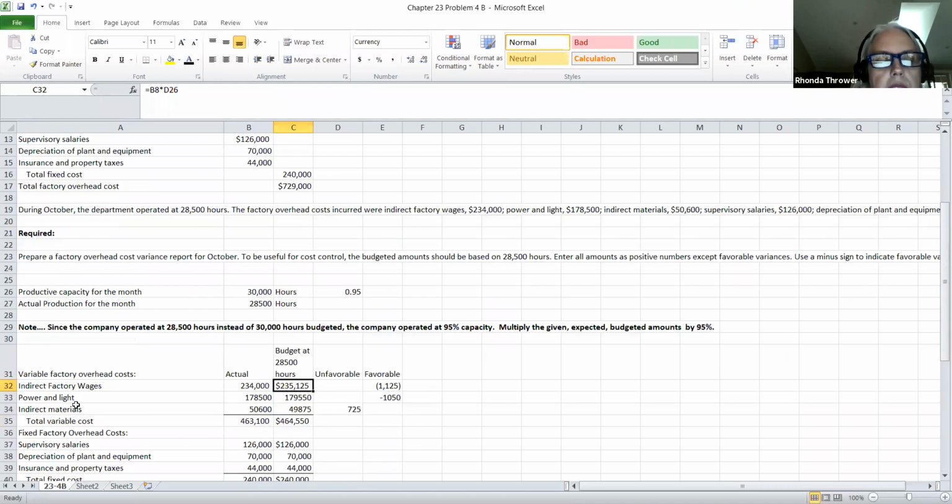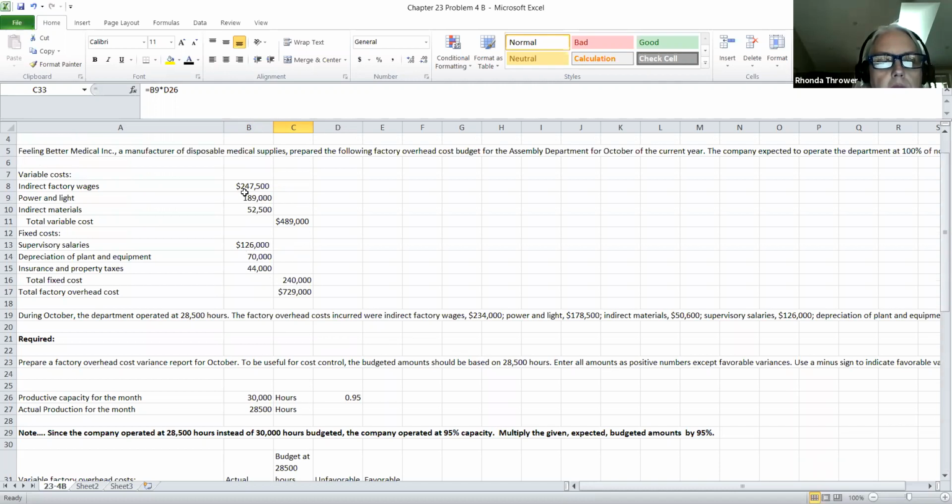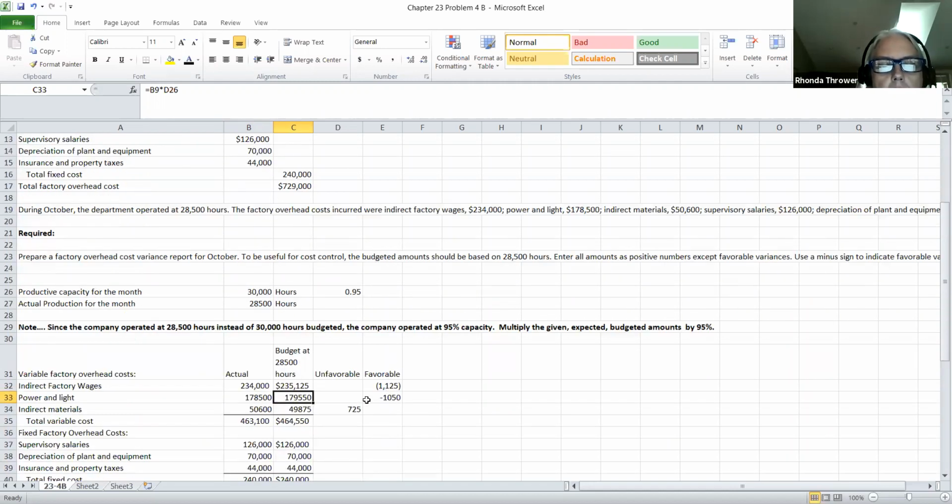The next type of variable expense is power and light. The actual amount for power and light was given, so I just plugged that amount in. I have to determine the budgeted amount, and to determine it, I'm going to take my budgeted amount of power and light at 100% capacity, which is 189,000. I'm going to multiply it by 95%, and that will give me my budgeted amount for my power and light.